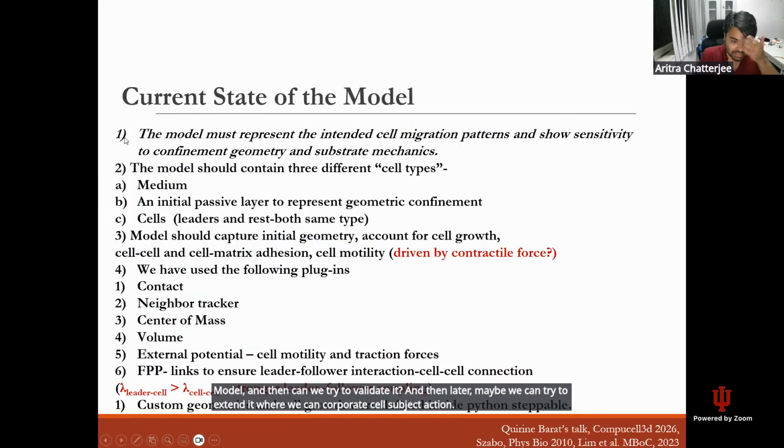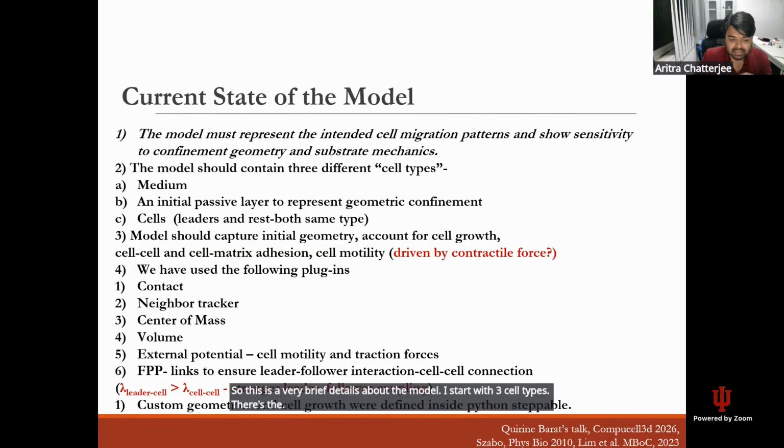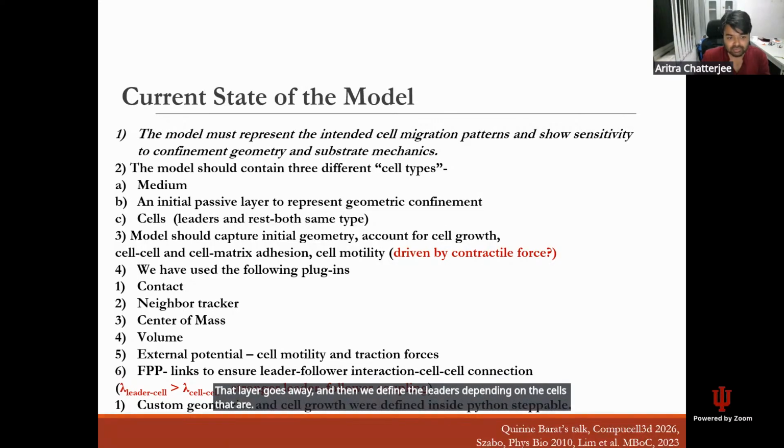So this is very brief details about the model. I start with three cell types. There's the medium, then there are the cells, and there's an initial passive layer, which represents a geometric confinement. After some number of Monte Carlo steps, that layer goes away, and then we define the leaders depending on the cells that are in contact with the medium, the corporate cells.